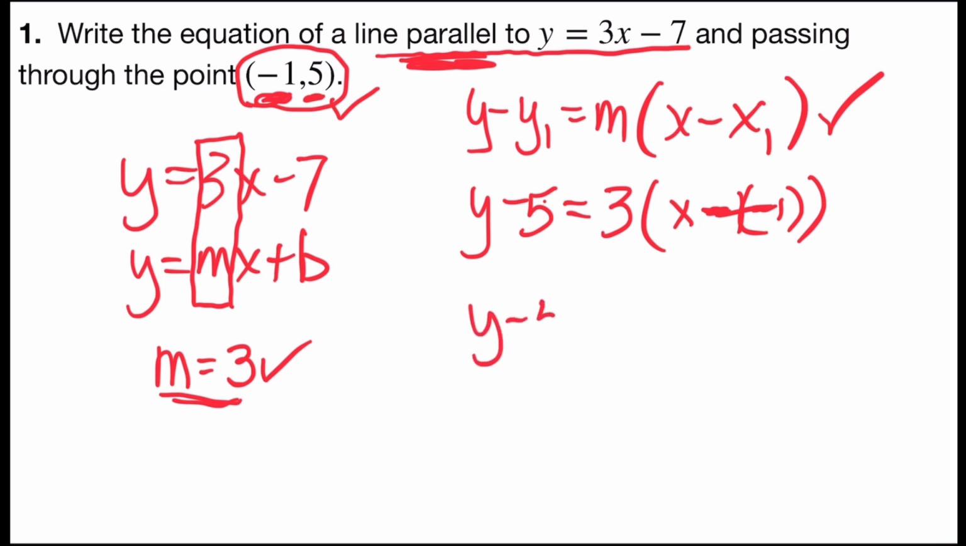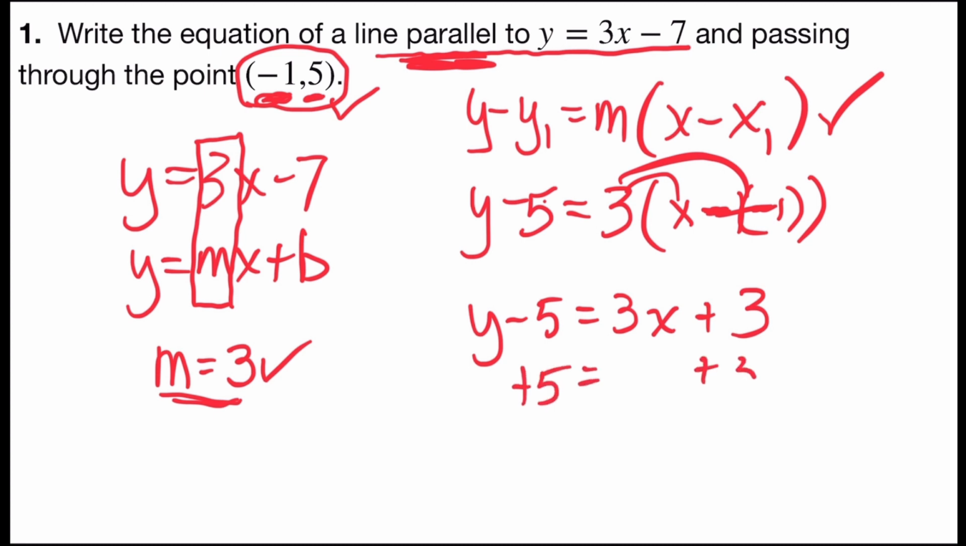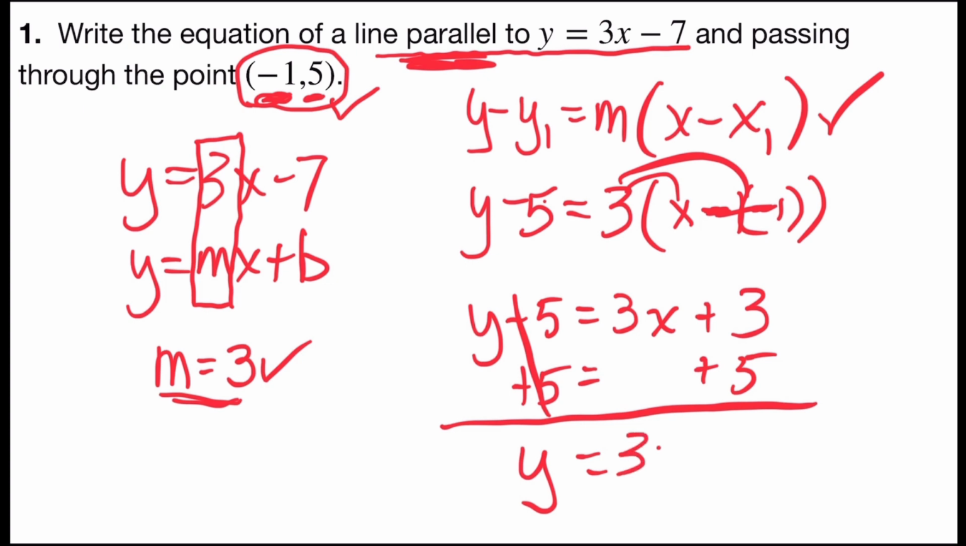So y minus 5 equals, distributive property, 3 times x is 3x, and 3 times 1 is 3. Now all I have to do is solve for y by adding 5 to both sides. -5 plus 5 is 0. 0 plus y is y. 3x plus nothing is 3x, and 3 plus 5 is 8. So the line passing through the point -1, 5 that's parallel to the given line would be y equals 3x plus 8.